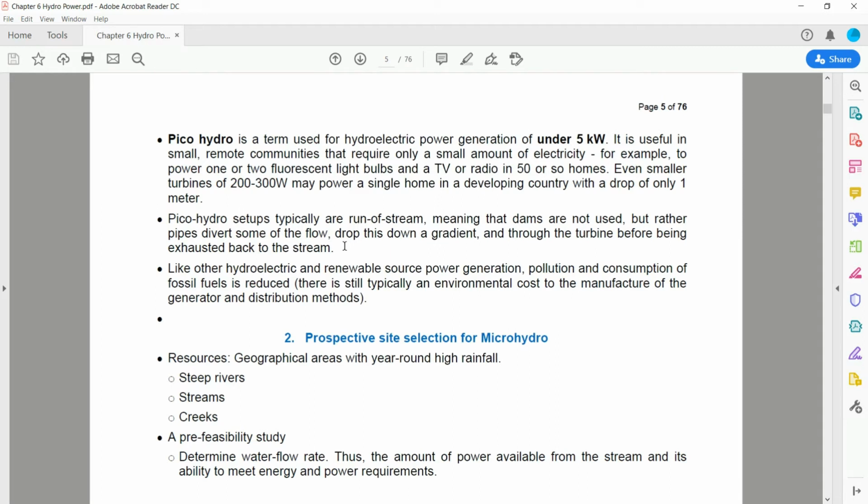So, prospective site selection of microhydro. First is resources: a geographical area with year-round high rainfall. So we look at a steep river, stream and creek. Number 2, a pre-feasibility study to determine the water flow rate, thus the amount of power available from the stream and its ability to meet energy and power requirements.